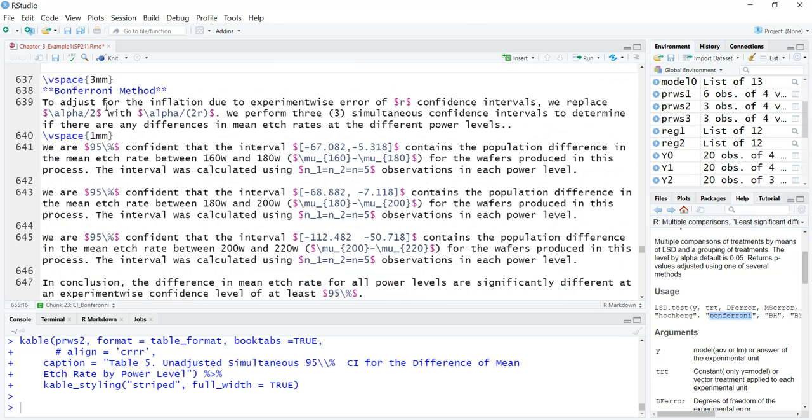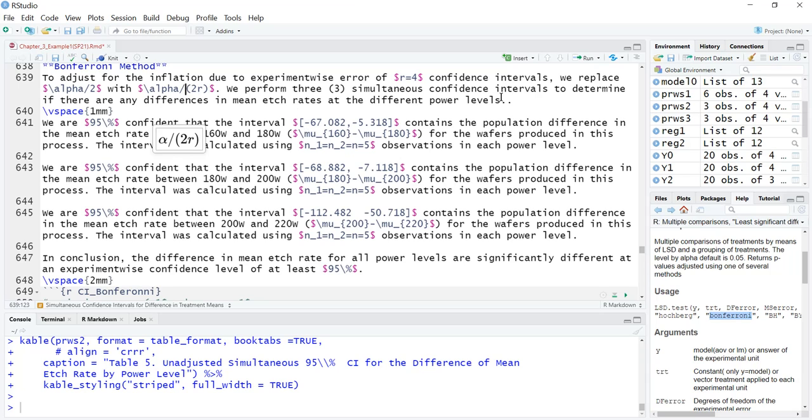Okay. So here under the Bonferroni method, again, I say that we replace alpha over 2 with alpha over 2 times r, for r equals 4 in this case. And so we're going to perform 3 simultaneous confidence intervals to determine if there are any differences in mean etch rates at different power levels.